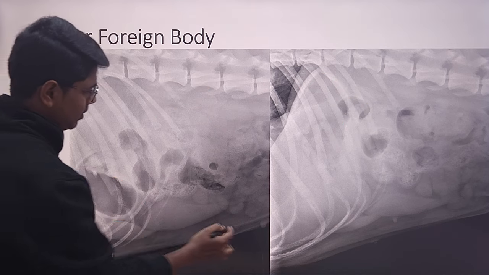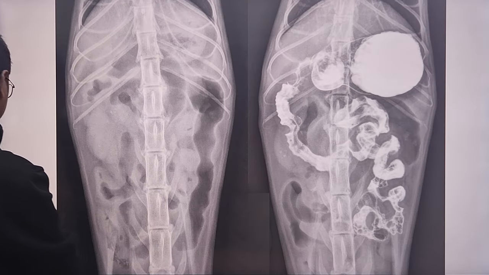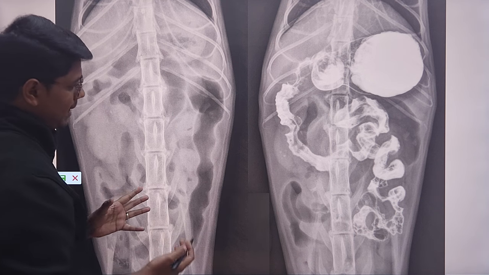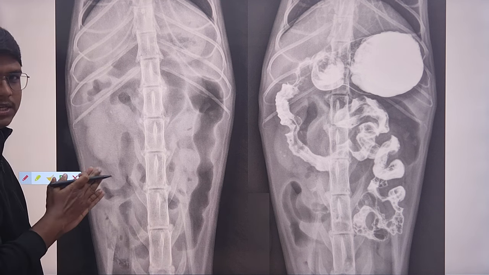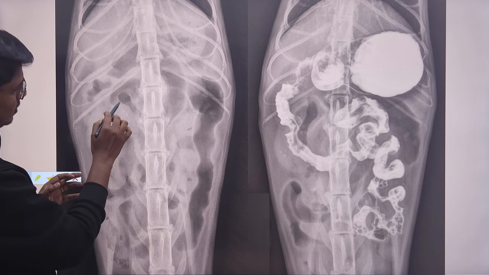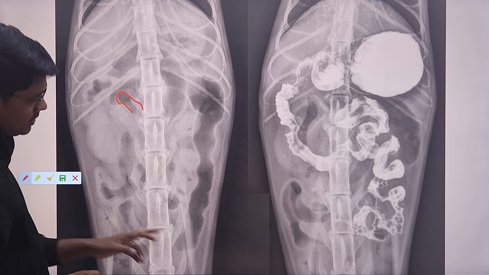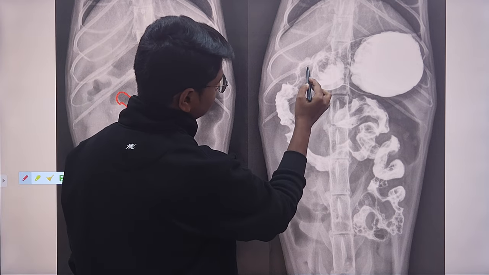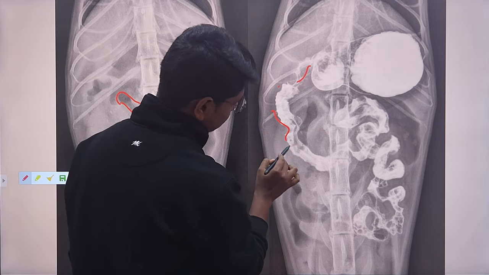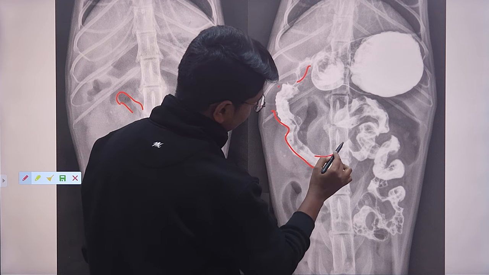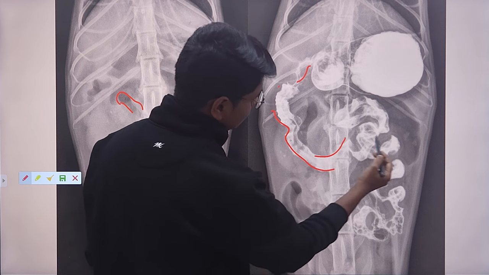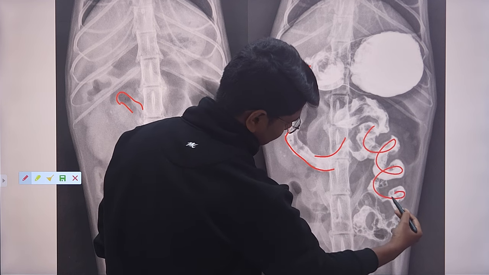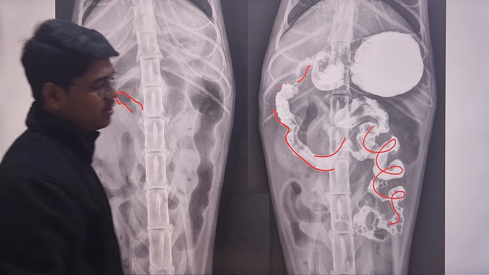Let us see another radiograph. This is ventrodorsal view. See, this is a contrast study to show the plication. Here it is not much clear, though you can find some dilated loops. This is large intestine actually. See here, this is the pylorus and duodenum. Okay, here coming duodenum, then the jejunum. You see the plication. This is plication. This is the characteristic sign of linear foreign body.